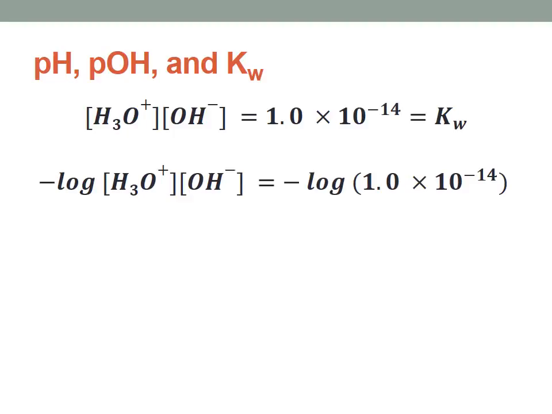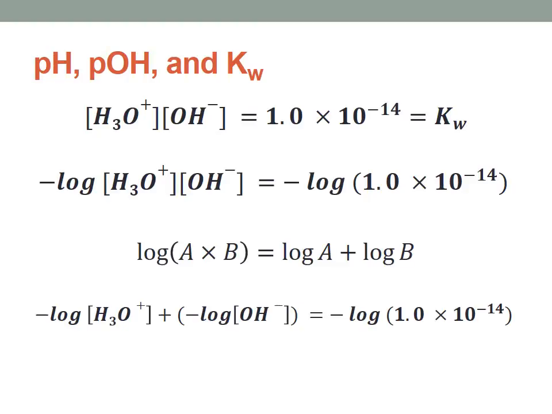So what if we take the negative log of both sides? Negative log of hydronium ion concentration times hydroxide ion concentration is equal to the negative log of our Kw. But from logs, we know that the log of A times B is equal to the log of A plus the log of B. So multiplying within a log is the same as adding logs, but the base must be the same. Since we're using base 10, the log of A times B is the same as the log of A plus the log of B. So we can expand this.